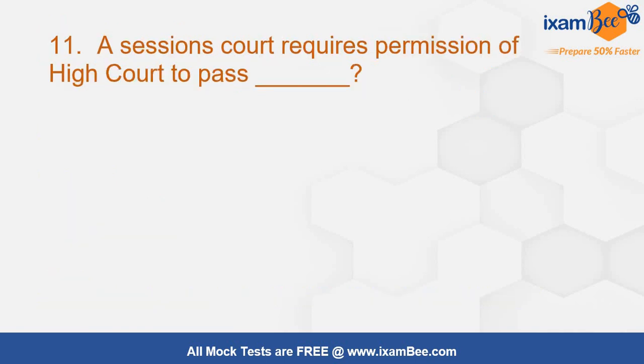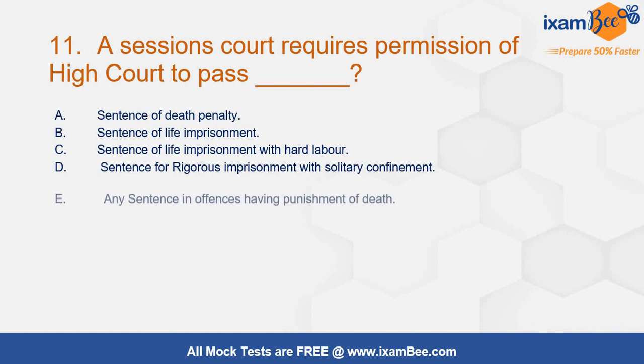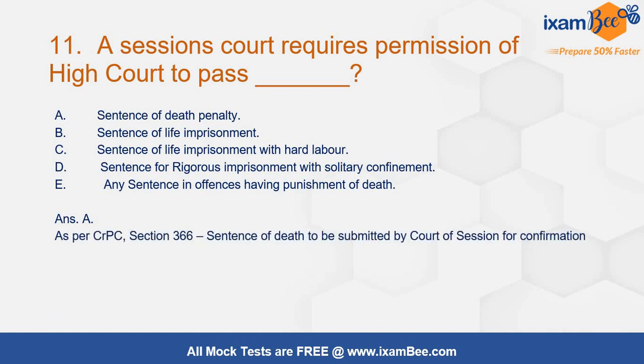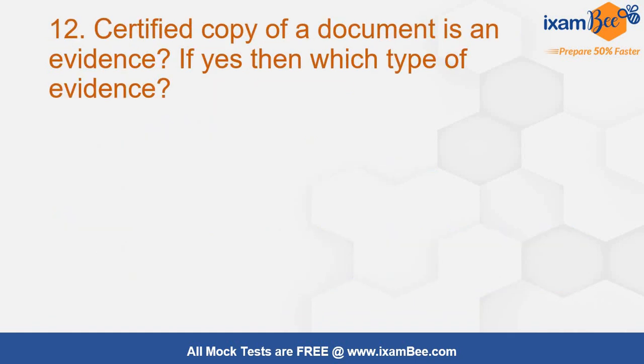A sessions court requires permission of High Court to pass sentence of death penalty, sentence of life imprisonment, sentence of life imprisonment with hard labor, rigorous imprisonment with solitary confinement, any sentences that are having the punishment of death. Interesting question, and everybody generally has an idea of this. For passing a sentence of death penalty, confirmation by High Court is required as per section 366 of CRPC. Here you should remember the provision also. You can check out the section.